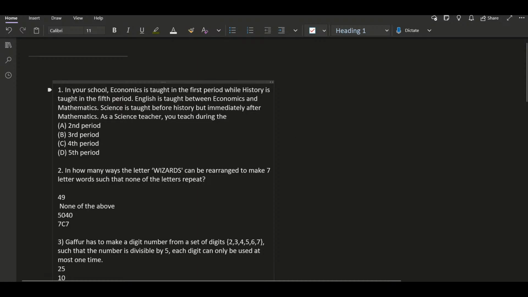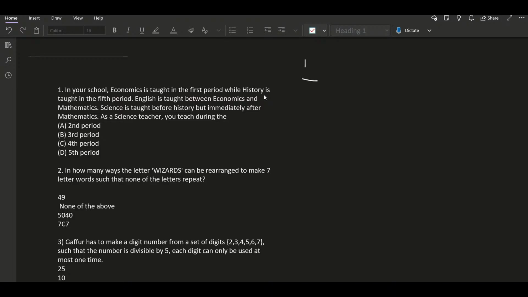The very first question of the contest in the MCQs was: in your school, economics is taught in the first period while history is taught in the fifth period, and there is a certain number of periods and certain subjects that are taught there. We need to find for which period there is a science teacher. So firstly, we need to go according to what is mentioned in this particular question.